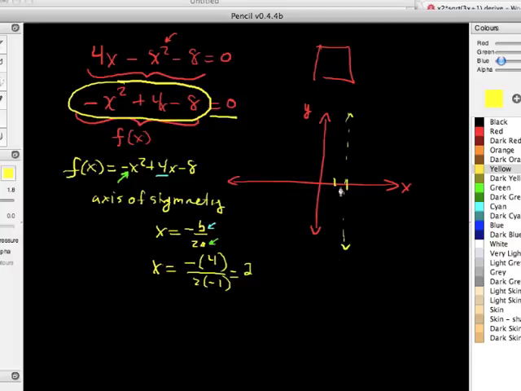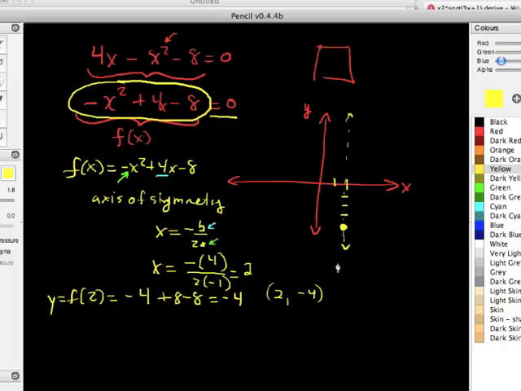So let's go back to our function and find what our y value is. You'll see why we're doing this, hopefully, in a second. We want to find f of 2, right? That's going to give us our y value when x is equal to 2. That is negative 2 squared, which is 4, plus 4 times 2, which is 8, minus 8. So we see we're at negative 4. So we have the point 2, comma negative 4. That's our vertex. Our vertex always is on the line of the axis of symmetry.